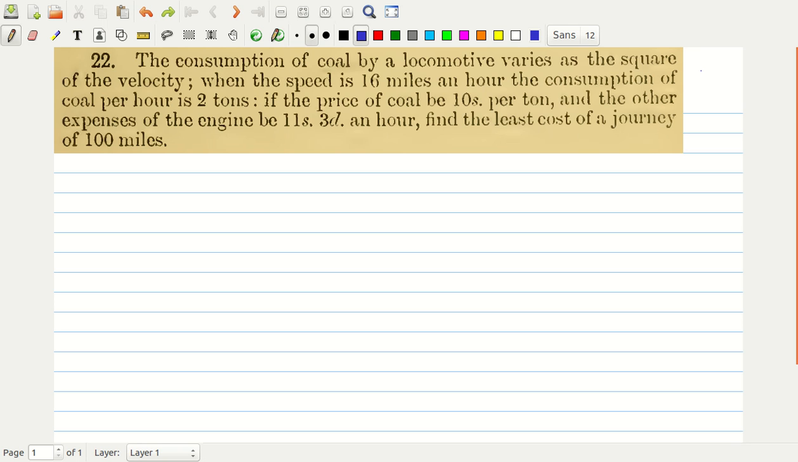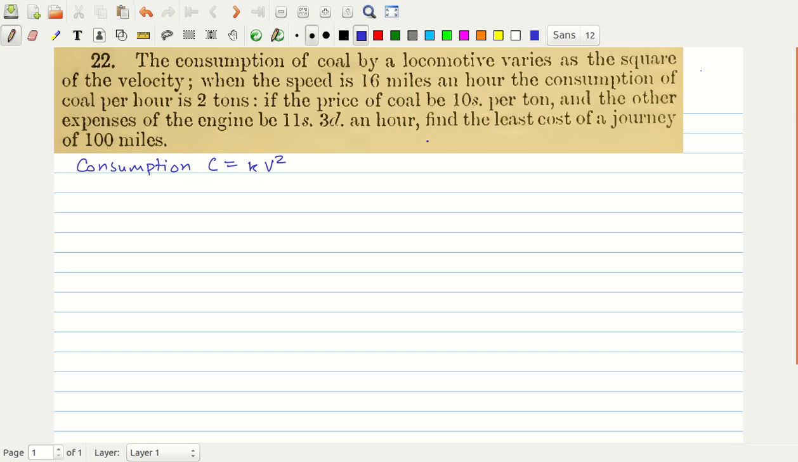This is problem number 22, and this is the last problem from chapter 3 of Hall and Knight Higher Algebra. But before we do this problem, let us first go through this question. The consumption of coal by a locomotive varies as the square of velocity. So suppose consumption of coal is C, this varies as the square of velocity.